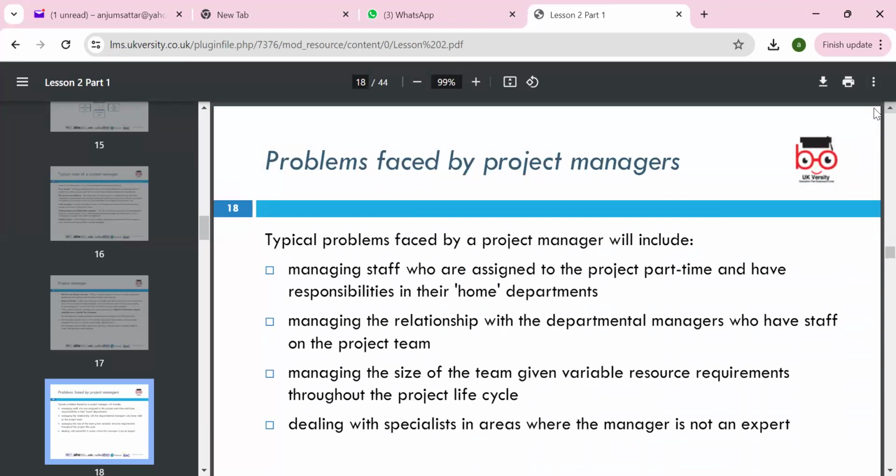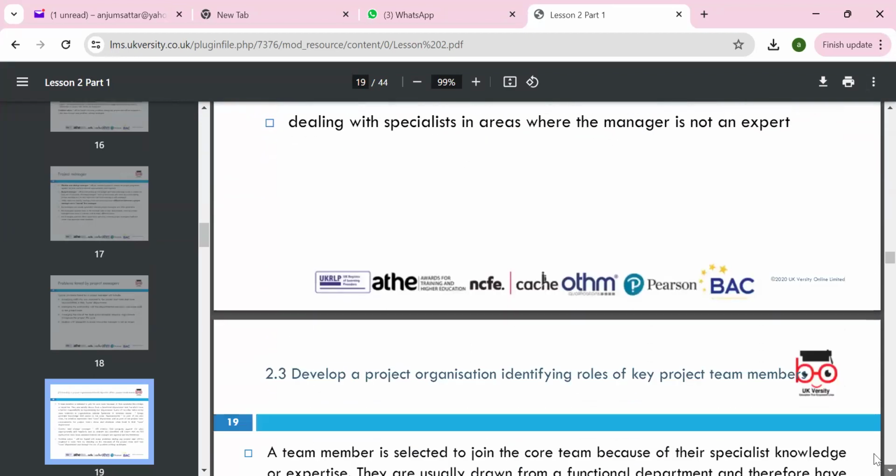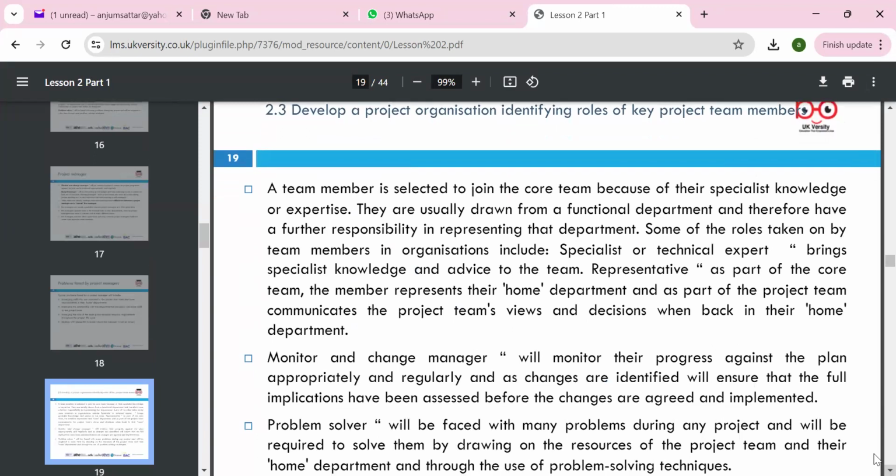So problems faced by project managers can be managing staff who are assigned part-time and have a responsibility to their home department, managing the relationship with department managers whose staff are on the project, managing the size of the team given variable resource requirements, and dealing with specialists in an area where the manager is not an expert. We have 2.3. We can look around in 2.3.